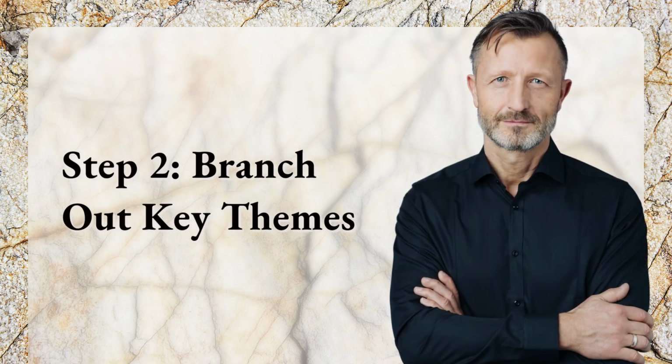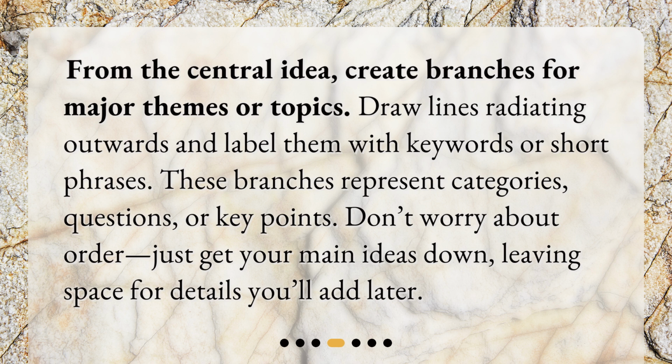Step 2. Branch out key themes. From the central idea, create branches for major themes or topics. Draw lines radiating outwards and label them with keywords or short phrases. These branches represent categories, questions, or key points. Don't worry about order, just get your main ideas down, leaving space for details you'll add later.